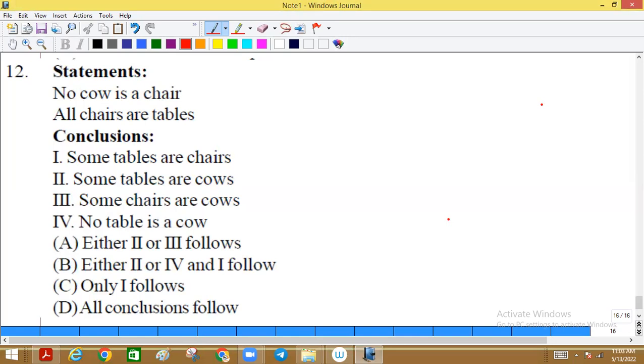This is important. Put star mark. Let's check. Let's try to solve this. What is the first statement saying? Positive or negative? What the other one is? Positive. So you have to be careful. Okay. Let's start with it. No cow is chair. Saying that there is no relation between cow and chair. Right?